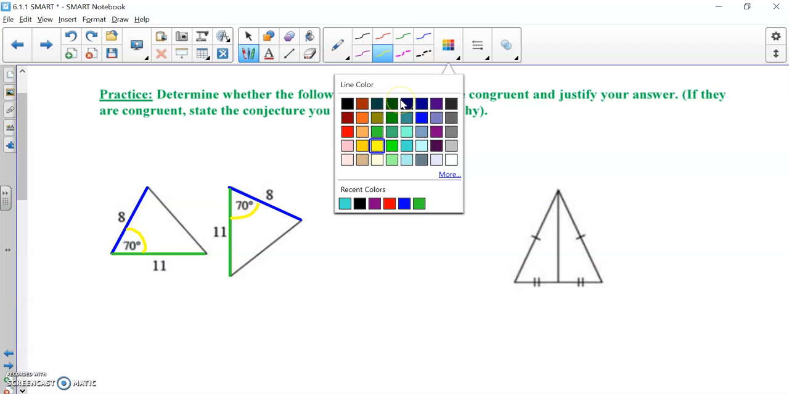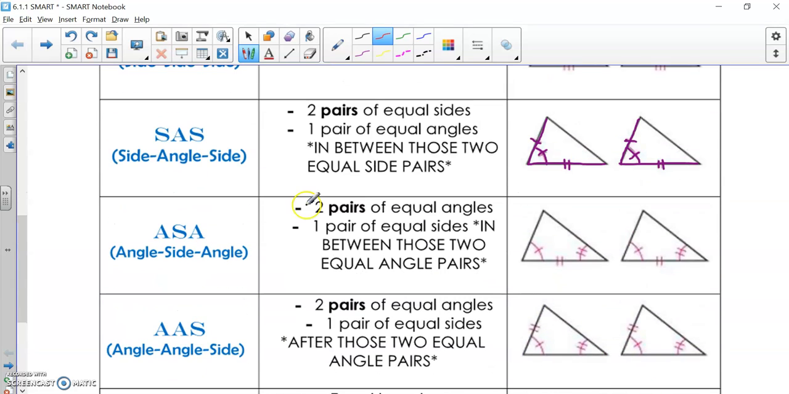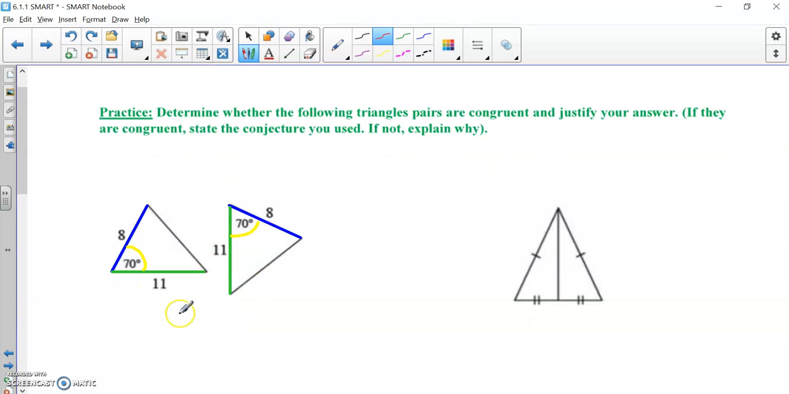So that's when we have to look into, okay, which conjectures can we use? Well, there are 2 side pairs and 1 angle pair. So that tells us that we really only have one option, and that is SAS. And so we can say that these are congruent. Oops. These are congruent by SAS.